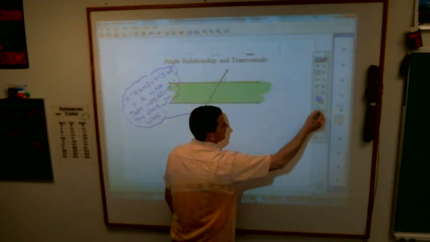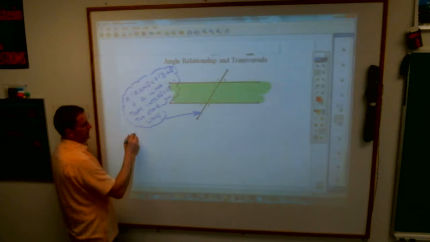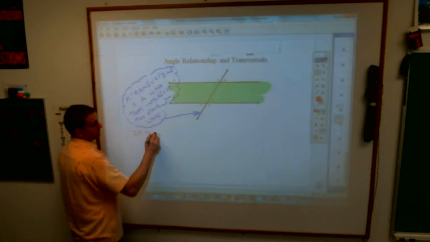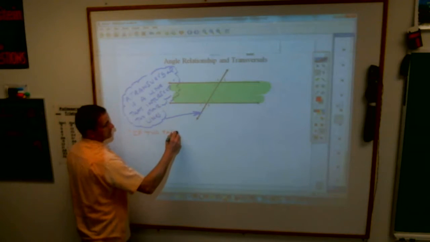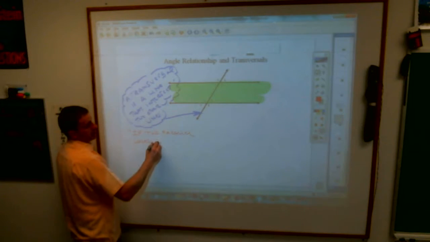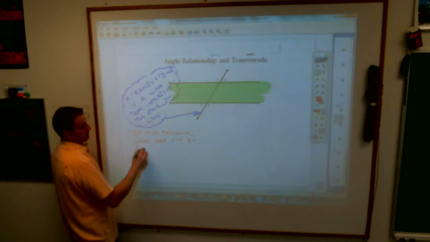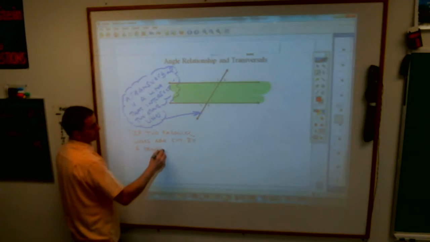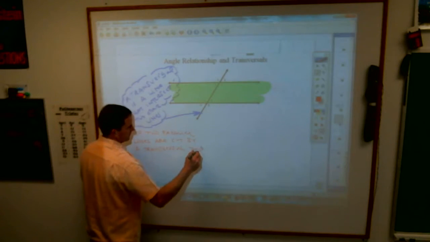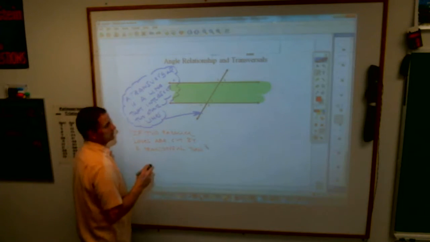If two parallel lines are cut by a transversal, write that down in quotation marks. If two parallel lines are cut by a transversal, then, because I'm not going to keep repeating that or writing that, that's the phrase right there that we are going to enjoy.